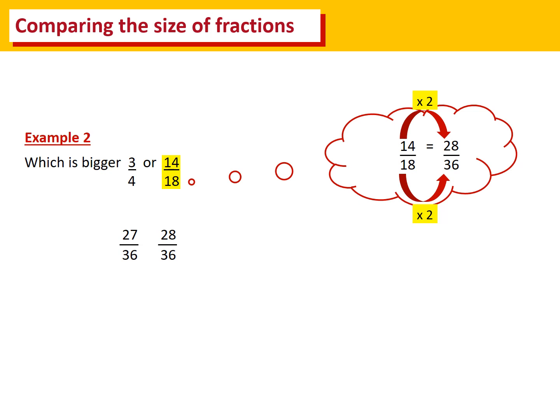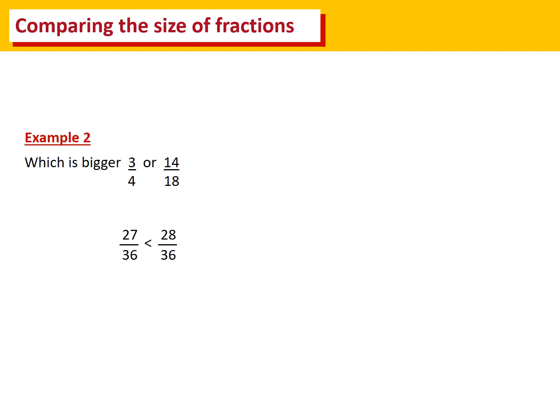And we can see that 27 over 36 is less than 28 over 36. One more reminder, if it points to the right, it's greater than. If it points to the left, it means less than.